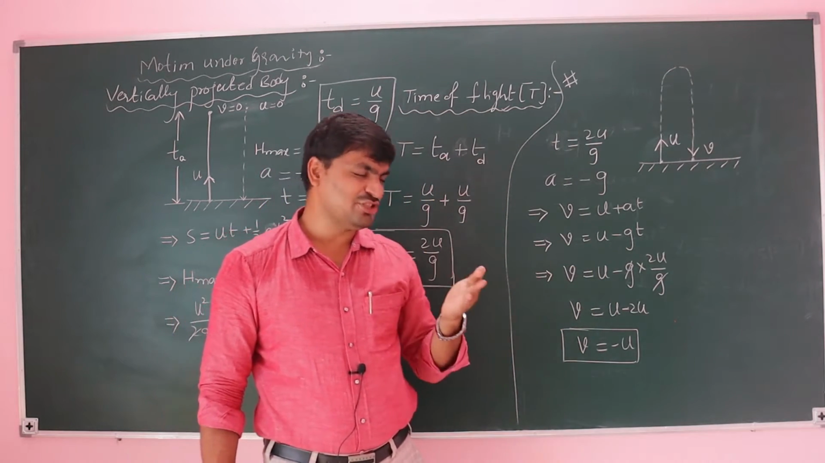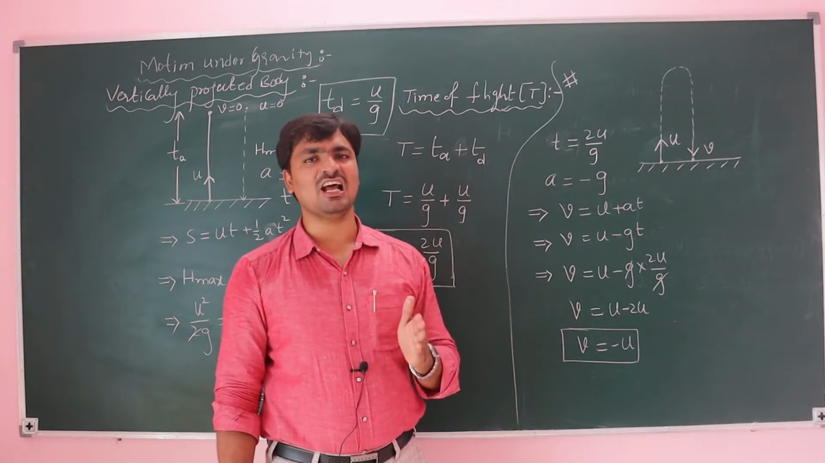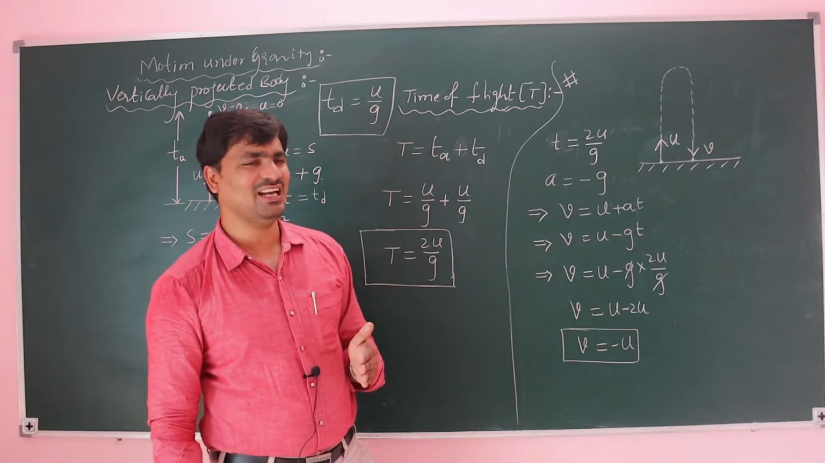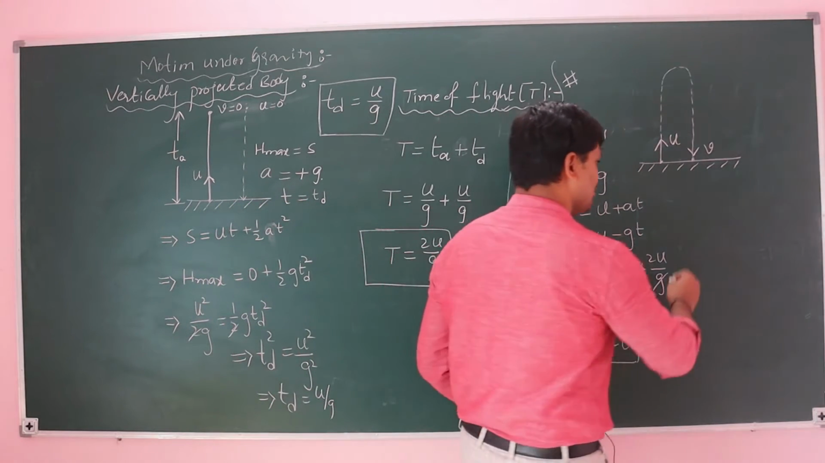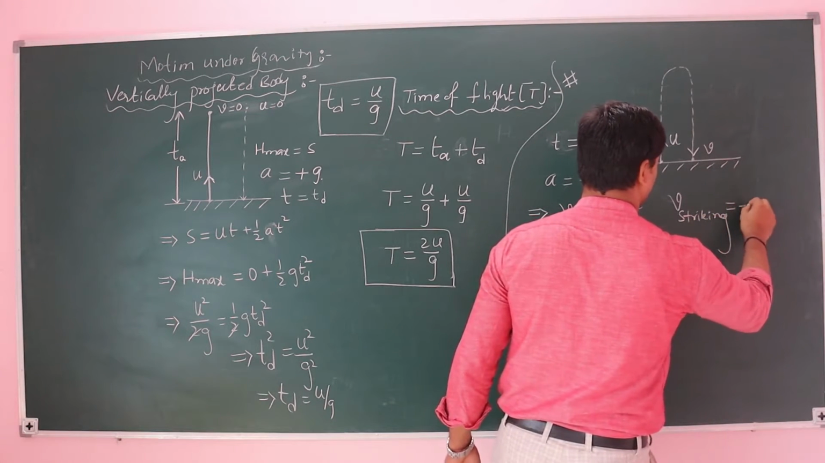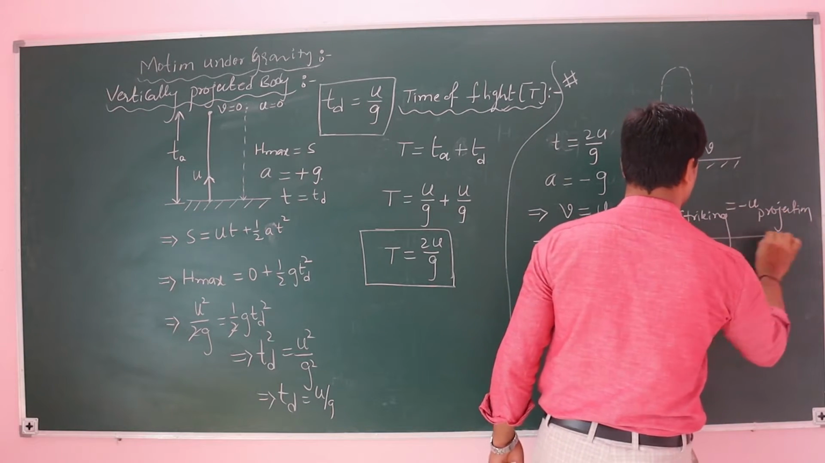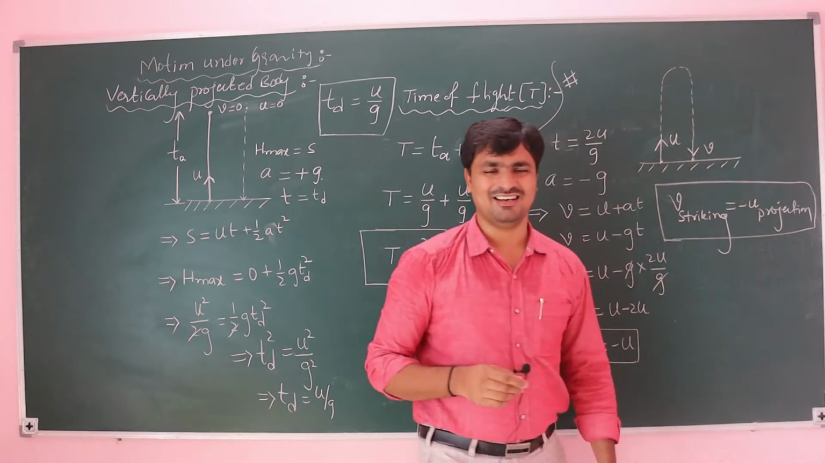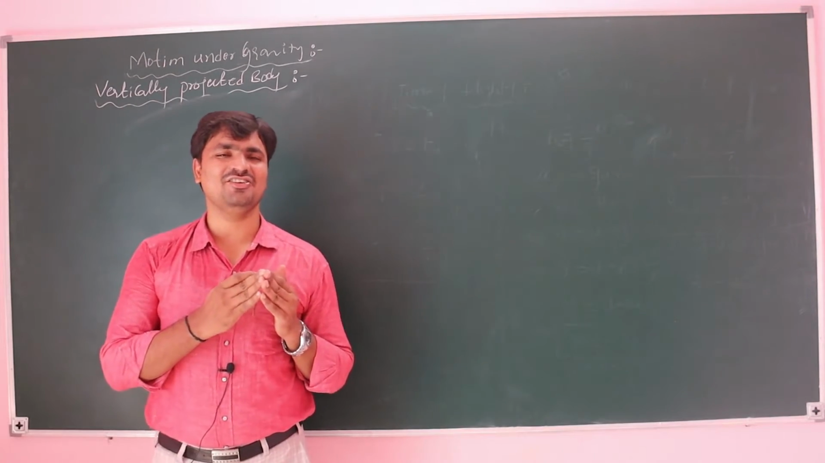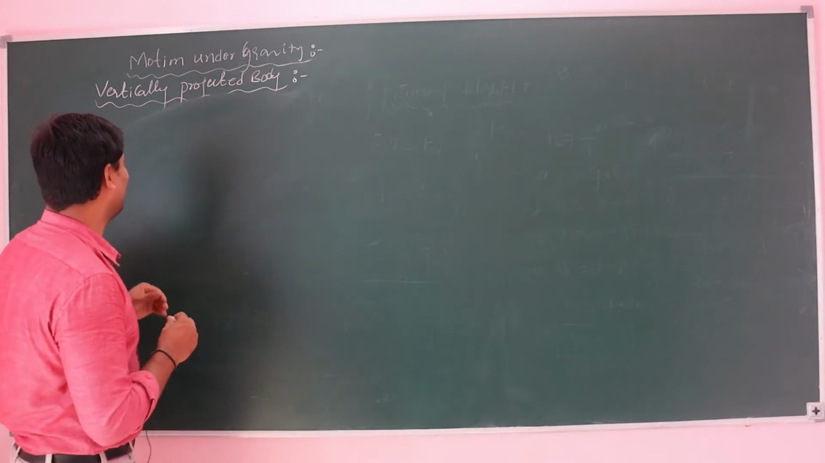The velocity of projection is equal to the velocity of striking, in the opposite direction. That's the meaning of that. So the velocity with which the body strikes is equal to minus u, where u is nothing but the projection velocity. Very important as well as an easy expression. Now we just discussed with what velocity the body strikes the ground. Now we will see one application here.